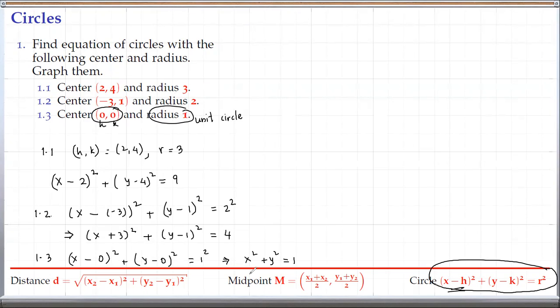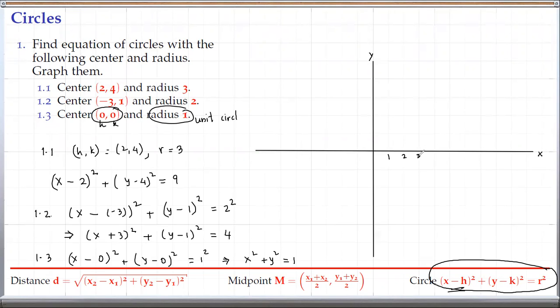Let me draw the axes first. This is our y-axis, and this is our x-axis. Let's label the axes. Let's just go by steps of 1 and so on. Similarly, on the vertical axis, we have 1, 2, 3, and so on.